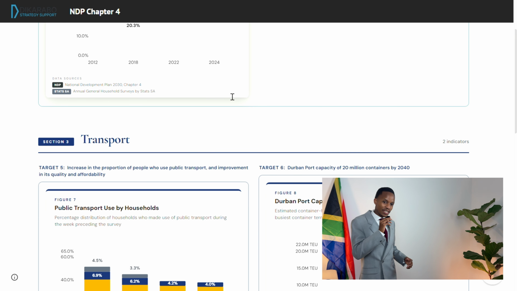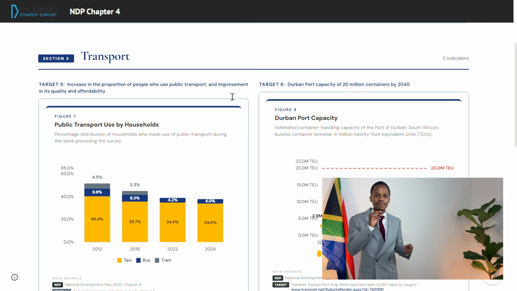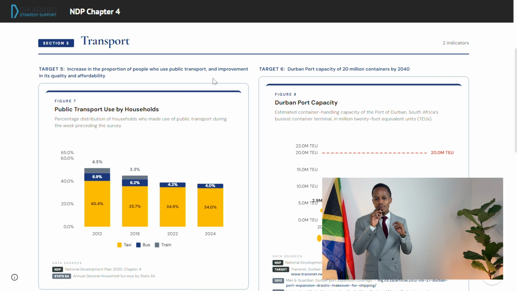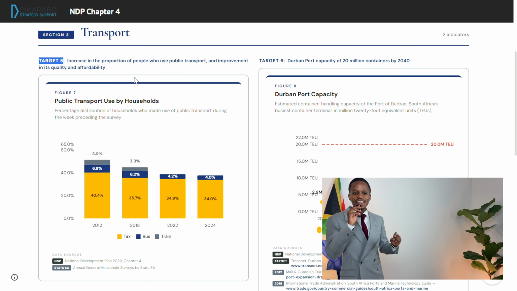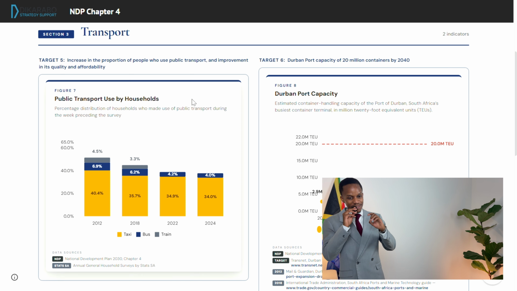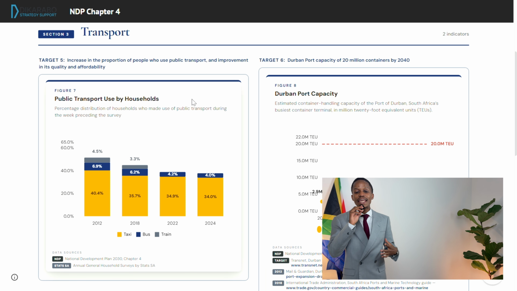If we scroll a bit lower down to section 3, we get to the transport related targets in the NDP and the progress towards these. Target number 5 on the left, increase in the proportion of people who use public transport and improvement in its quality and affordability. Figure 7 over there shows us the share of households using taxis, buses, and trains as their main mode of transport. And we see from 2012 to 2024, the latest data we have, the share of households using these modes of public transport has gradually been decreasing.